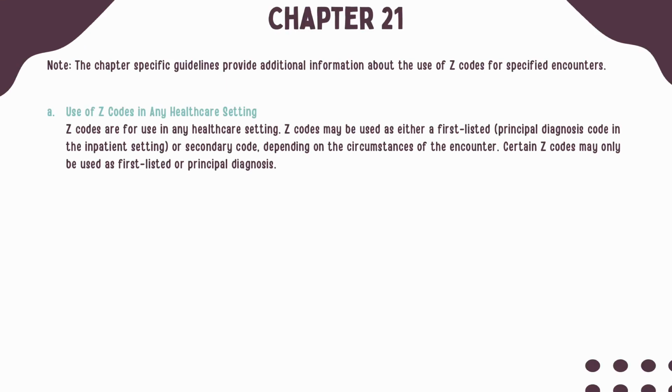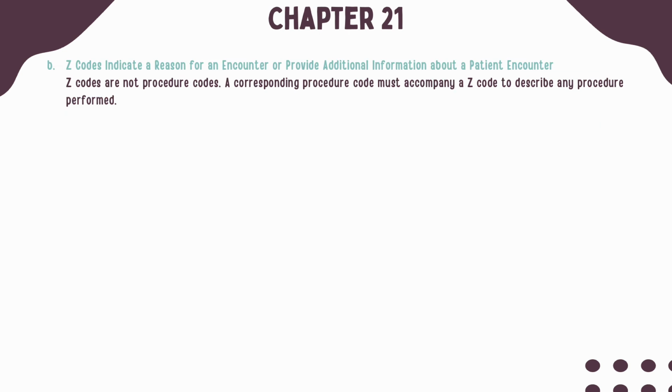Z codes are for use in any health setting, so it's not specific to inpatient or outpatient. Z codes can be listed first or secondary, depending on the circumstances of the encounter. However, there are some Z codes that may only be used as first listed or principal diagnoses. These will be covered at the end of the presentation. It is important to understand that Z codes are not procedure codes, and that a corresponding procedure code must be used in conjunction with Z codes in order to accurately describe the procedure that is performed.